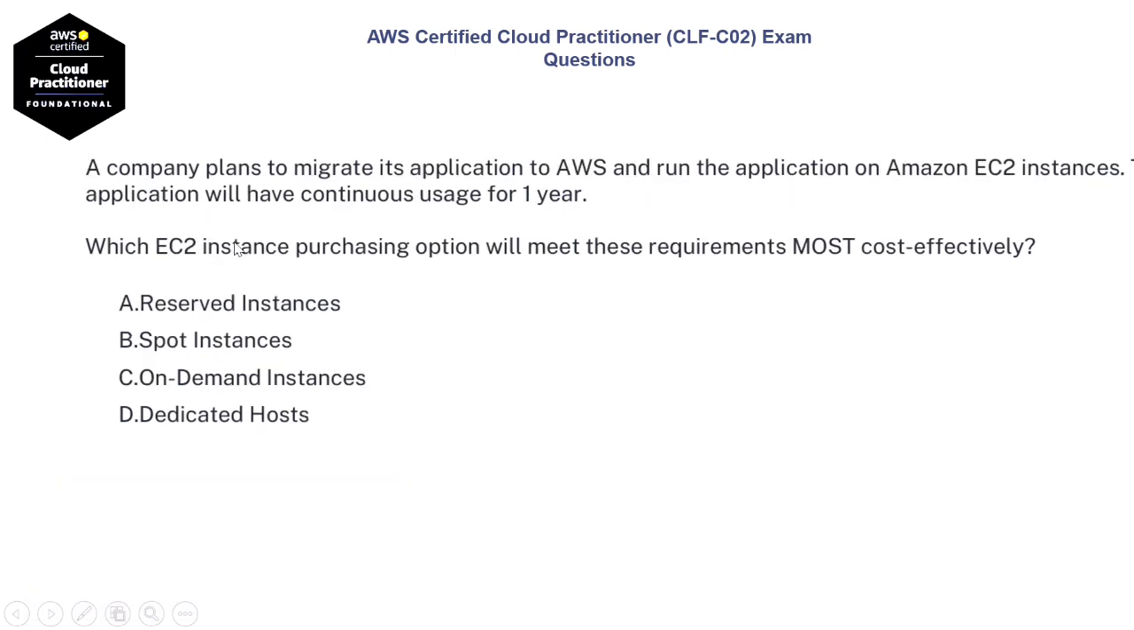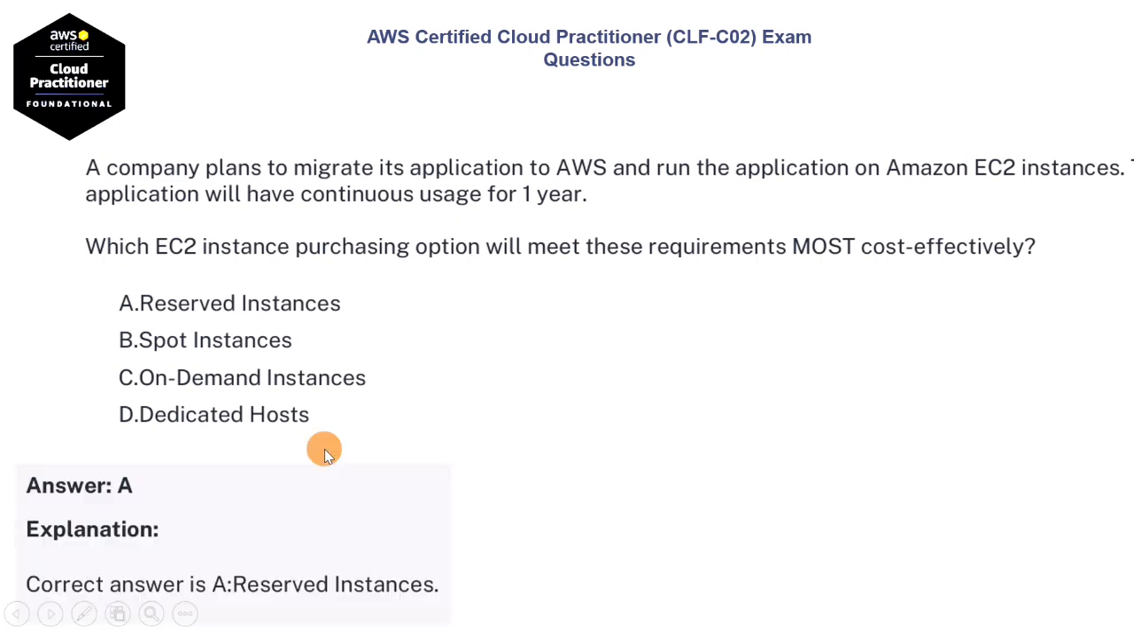Next question. A company plans to migrate its application to AWS and run the application on Amazon EC2 instances. The application will have continuous usage for 1 year. Which EC2 instance purchasing option will meet these requirements most cost effectively? Option A, reserved instances. Option B, spot instances. Option C, on-demand instances. Option D, dedicated hosts. The right answer is option A, reserved instances.